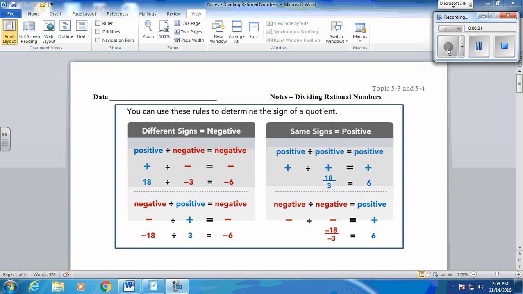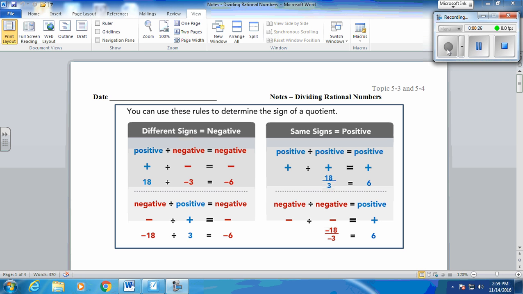Hi again. We're talking about dividing rational numbers today, which again is very similar to multiplying rational numbers, except we're doing the operation of division. Again, we're combining topics 5.3 and 5.4 together, which were dividing integers and dividing rational numbers. Rational numbers, again, are fractions, decimals, whole numbers, integers, zero, and so forth.